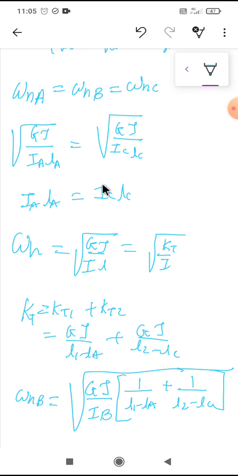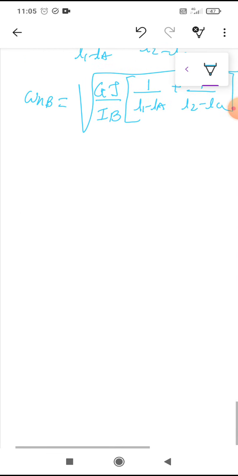With the help of this equation, I will make LA the subject. So the length of A, LA, will be equal to IC upon IA into LC, and this ratio of moments of inertia I will just write as IR, so LA is IR into LC. This is one equation which we have derived from comparing these two, and now we'll compare omega n B with any of these.